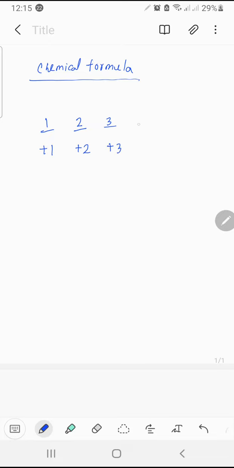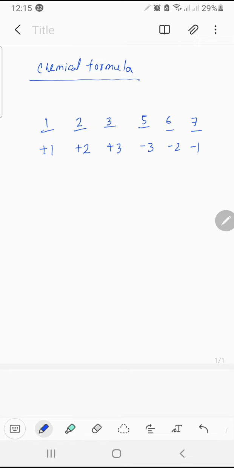If it is in group 4, you don't have to learn group 4 right now. If it is in group 5, the ion would be -3. Remember that. If it is in group 6, the ion would be -2. If it is in group 7, the ion would be -1. This is something you need to remember, memorize, and understand by heart.